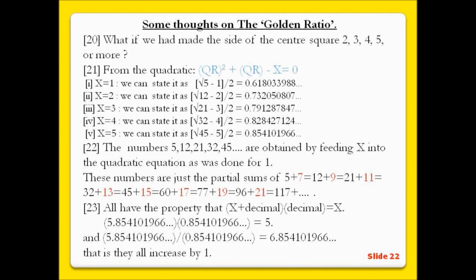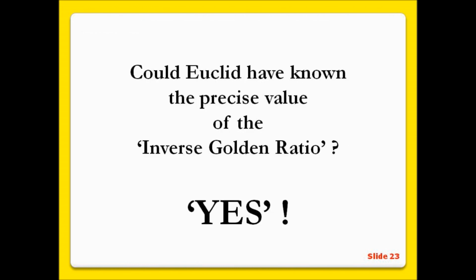All have the property that x plus a decimal times the decimal equals x, and also that x plus the decimal divided by the decimal is equal to x plus 1 plus the decimal. That is, they all increase by 1. Finally, could Euclid have known the precise value of the inverse golden ratio? Yes.